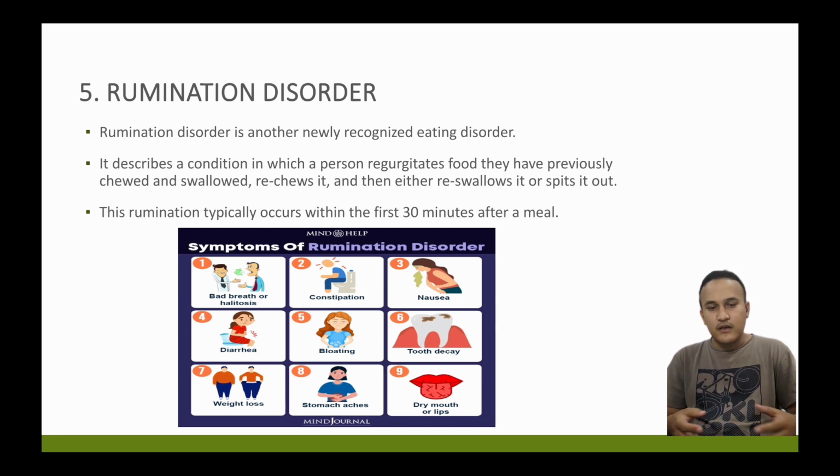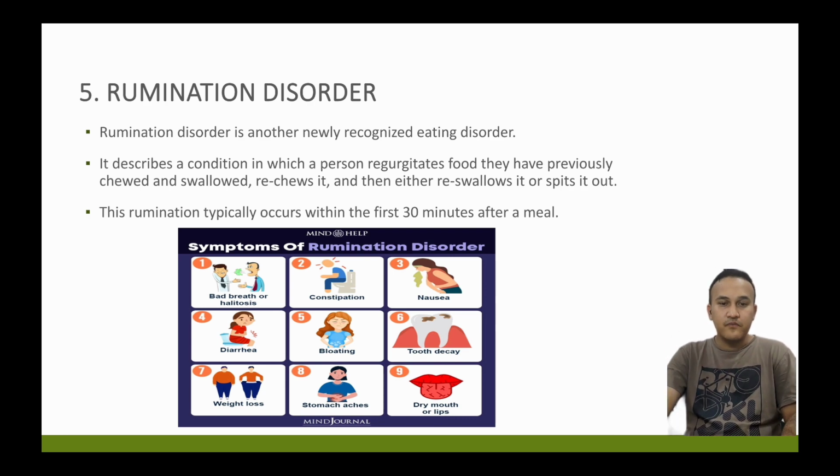Next, number 5 is rumination disorder. Rumination disorder is an underrecognized eating disorder. It describes a condition in which a person regurgitates food. They frequently chew and swallow the food, then regurgitate it and either swallow it again or spit it out. This rumination typically occurs within the first 30 minutes after a meal.